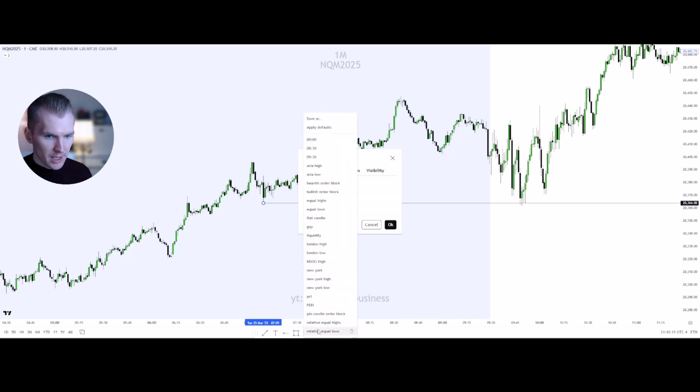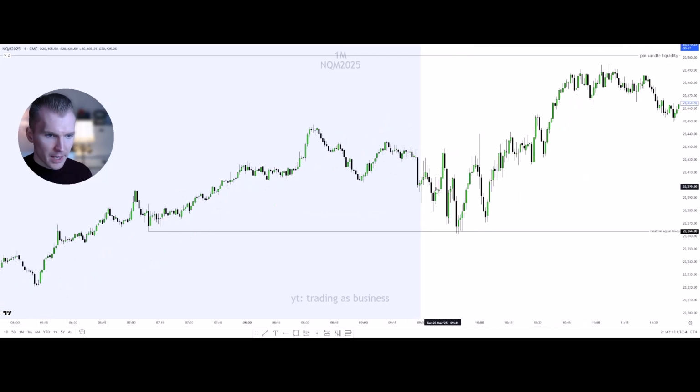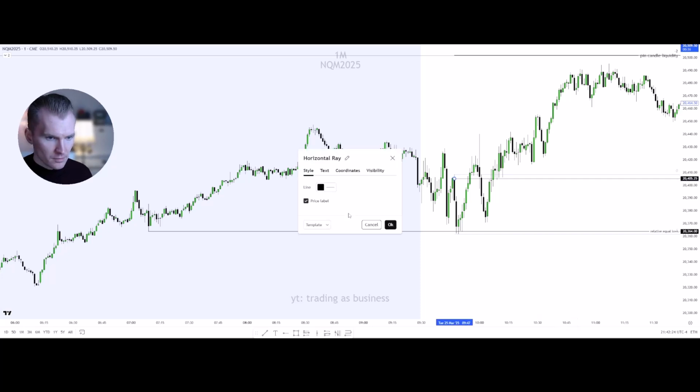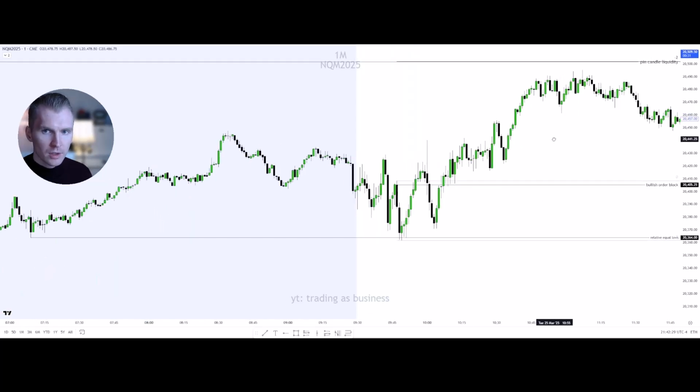So liquidity was taken. Then these down close candles, that's bullish order block. You make the projection. You take the opening price. That's the bullish order block.